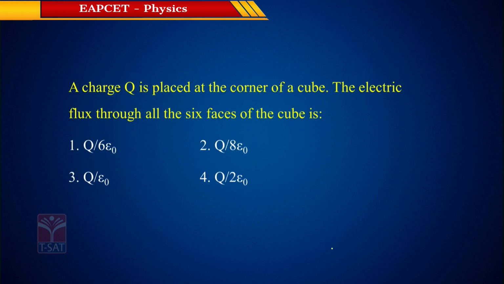And here a charge Q is placed at the corner of a cube. The electric flux through all the 6 faces of the cube is, the answer is Q by 8 epsilon naught. Okay, that is the answer.